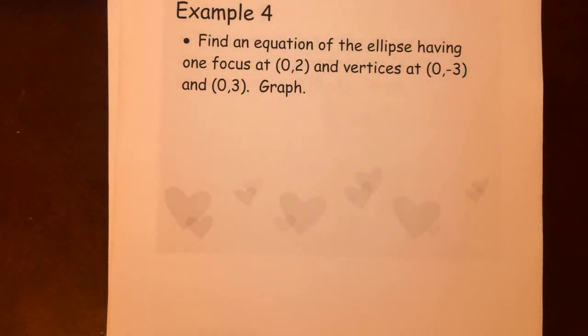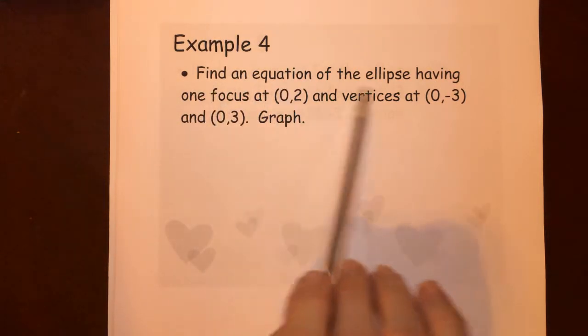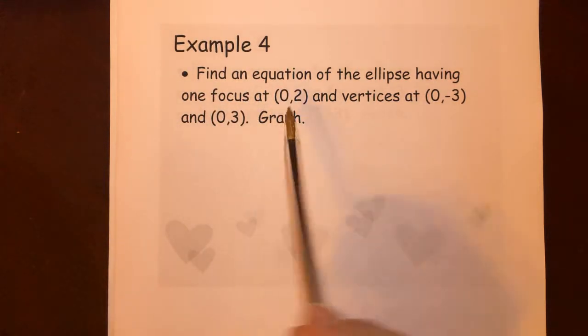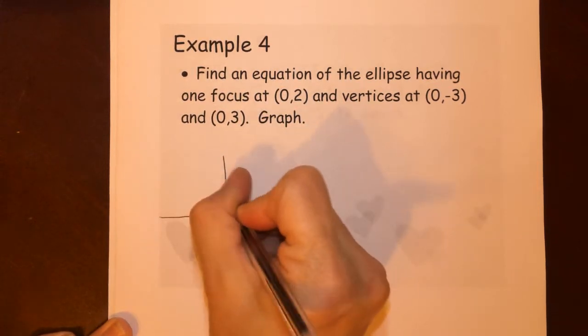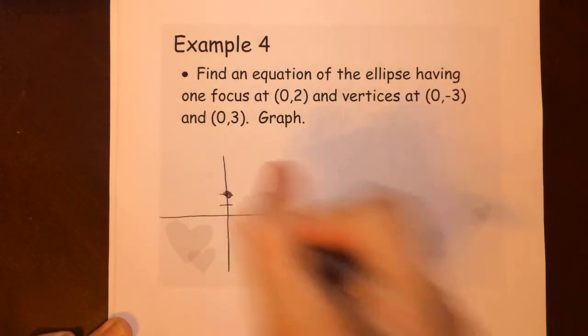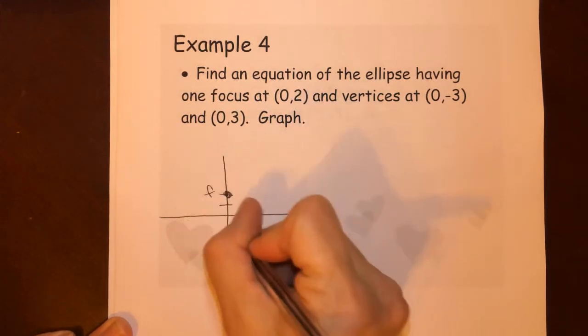Alright, number 4, we're going to give you some information, and I'm going to see if I can get my equation and graph it. So find the equation of an ellipse having a focus at (0, 2) and a vertex at (0, -3). Focus, vertex.